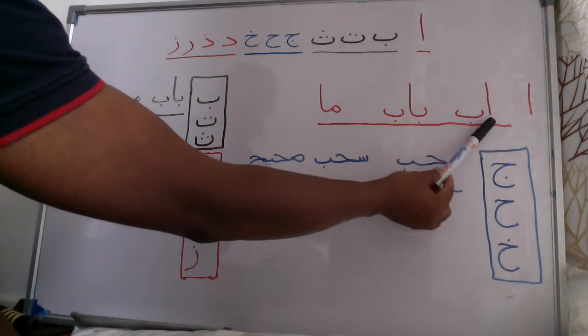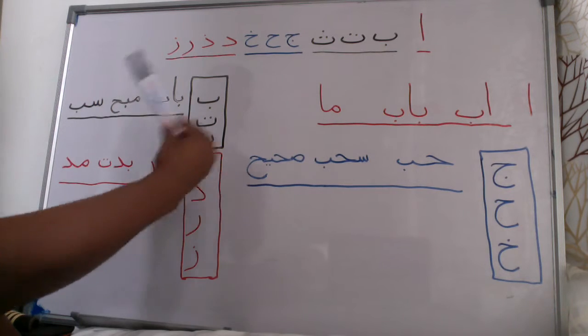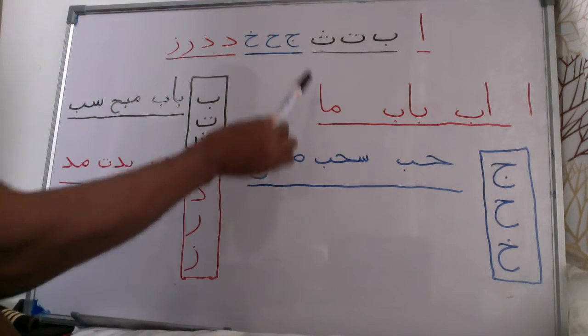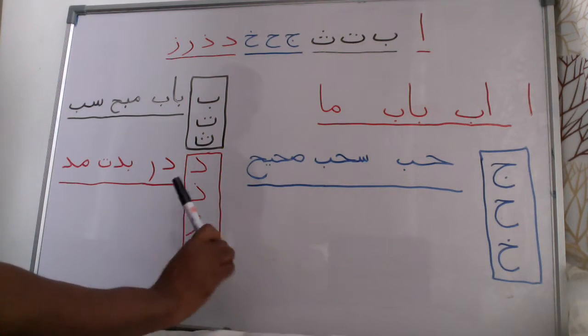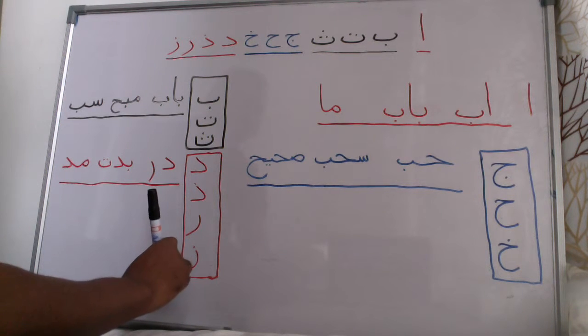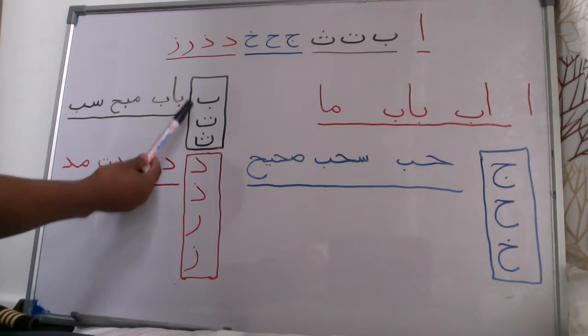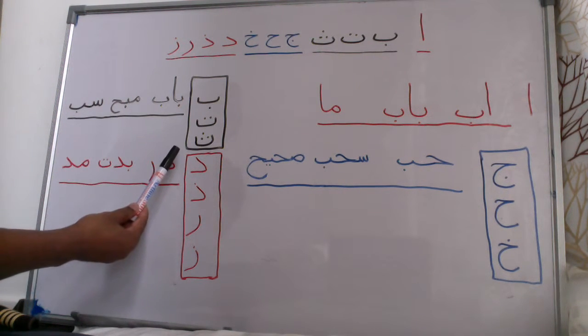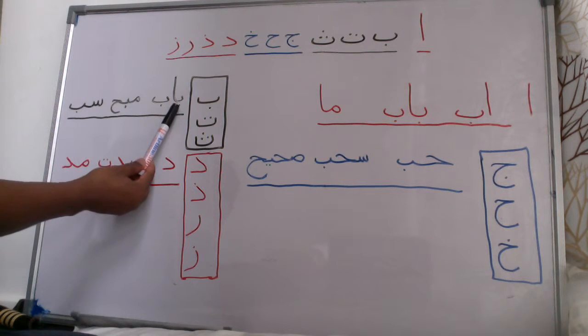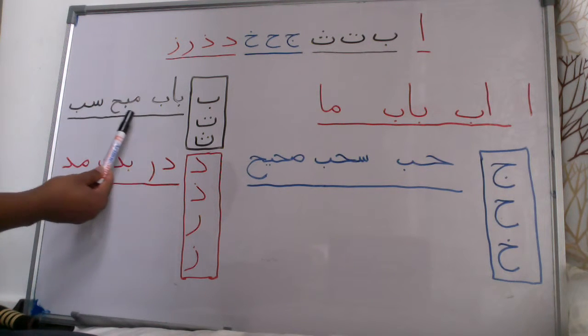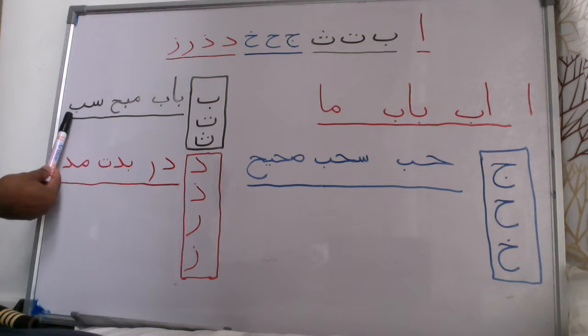So in the beginning, in the middle, and in the end, there's no difference in the shape here. The alif stays the same. There's no difference in the personality of the alif. The next example are these three letters here: the ba, ta, and tha, in the beginning, in the middle, and in the end.